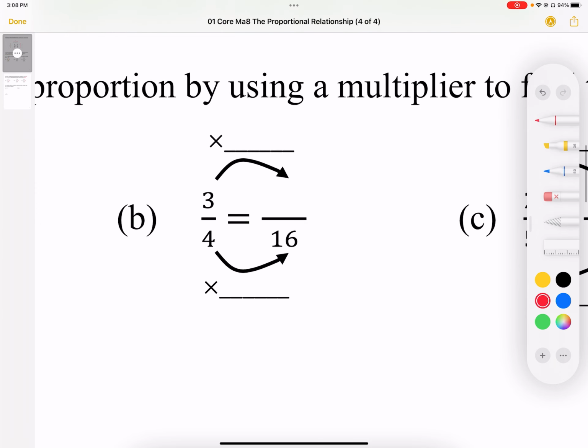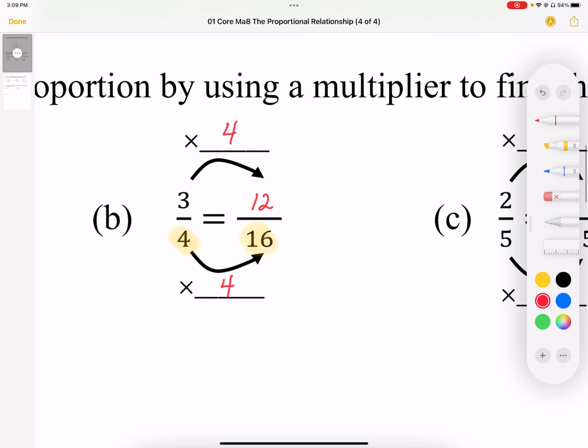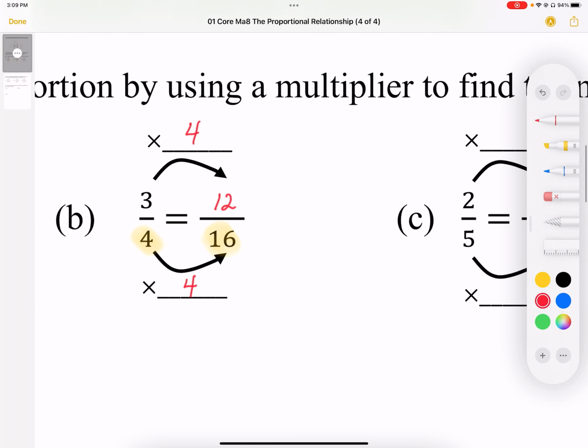Looking at B, we're going to do the same thing. We're going to find our multiplier by comparing these two numbers. We find our multiplier by dividing. 16 divided by 4 is times by 4. We're going to use the exact same multiplier on the top. So 3 times 4 gives us 12. So 3 over 4 is the same fraction as 12 over 16, or in other words, the same proportion.